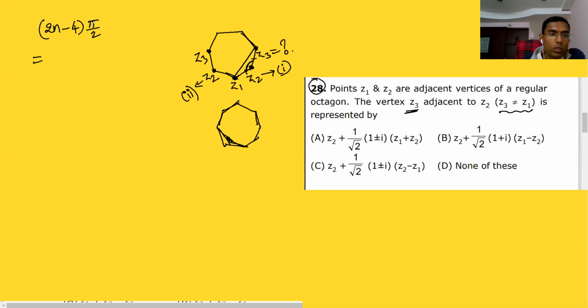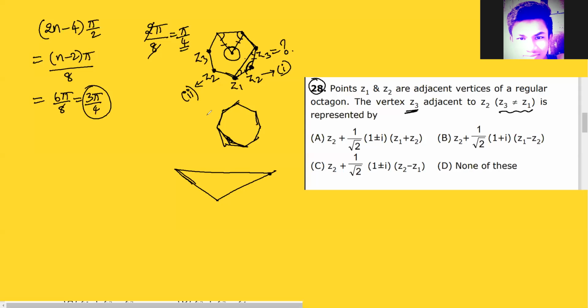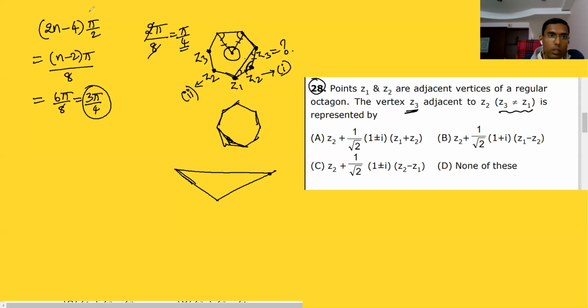This is by 2 something. Okay, so here, the sum of the interior angles is this. Each angle, total 8 angles are there, divided by 8. So that is 3 pi by 4. So now in this, the interior angle became 3 pi by 4. This is 3 pi by 4.